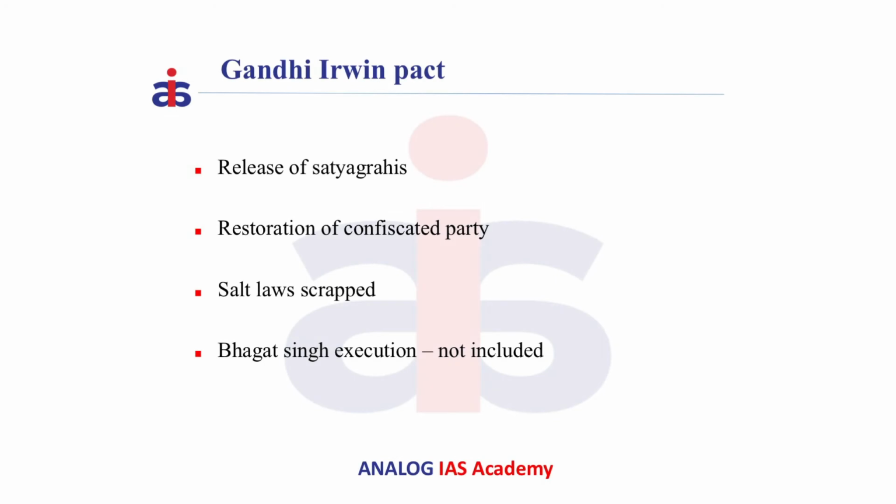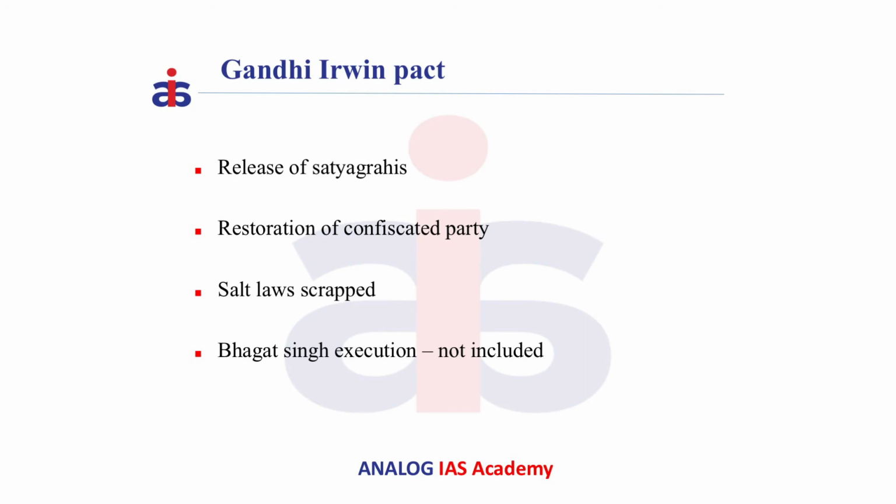Some of Gandhi's demands accepted by Irwin are release of satyagrahis and dismissing all the cases on them, restoration of confiscated property of satyagrahis, and salt laws shall be scrapped, and many more. One of the criticisms was that Bhagat Singh's execution date was announced, but it was not included in his demands. The demands of Irwin accepted by Gandhi are suspending the civil disobedience movement and attending the second roundtable conference.